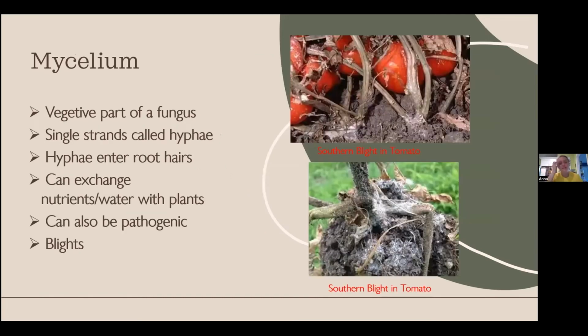Next up is mycelium. We say it's the vegetative part of the fungus, because the actual mushroom is like the flower of the fungus. The mycelium, think of it as the root system of the fungus. They are single strands called hyphae that grow together in a mat. Those hyphae actually enter the root hairs or pierce into plant cells.